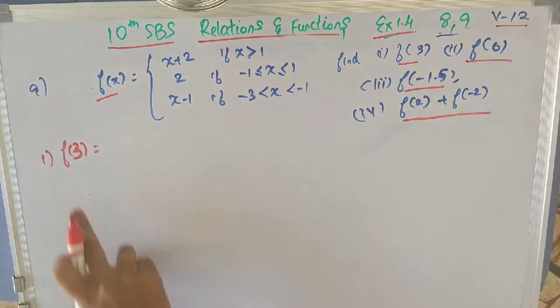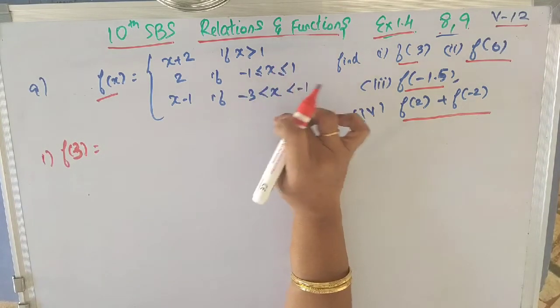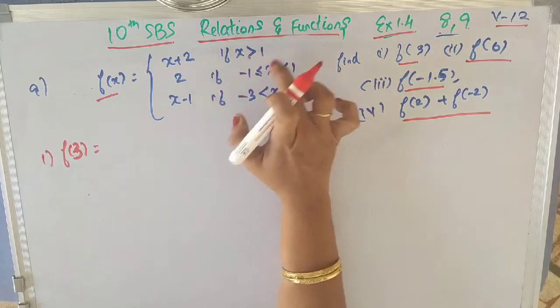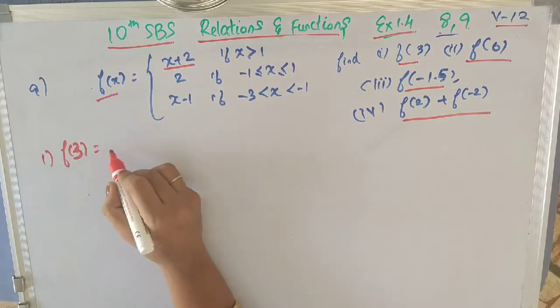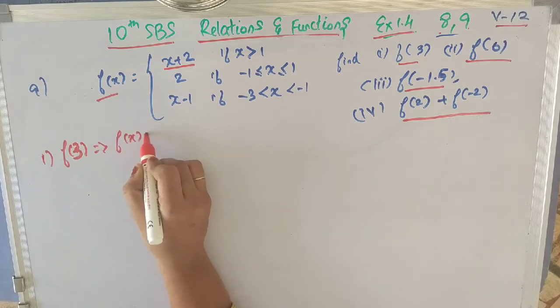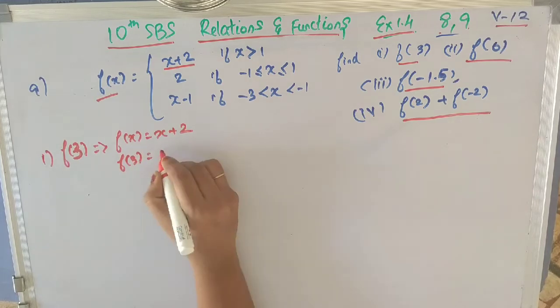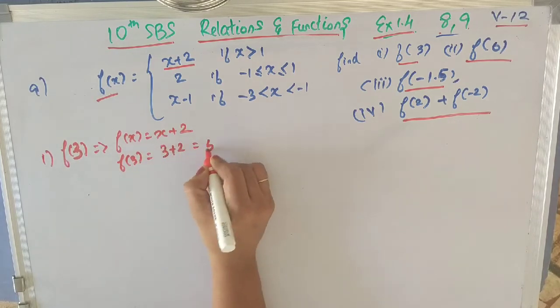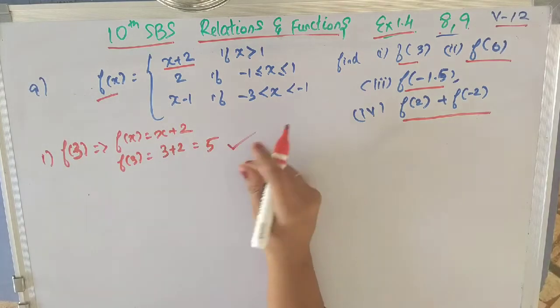Here x is equal to 3. So x is greater than 1. So the first condition is satisfied. So we have to use f of x is equal to x plus 2. So f of 3 is equal to 3 plus 2. So f of 3 is equal to 5. Clear? Now let's go to the next question.